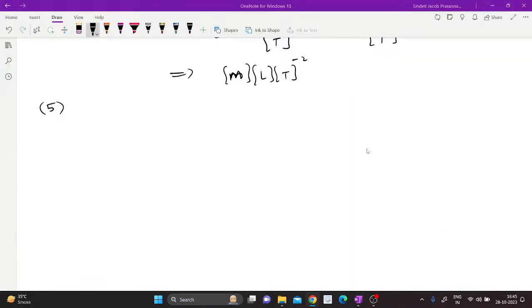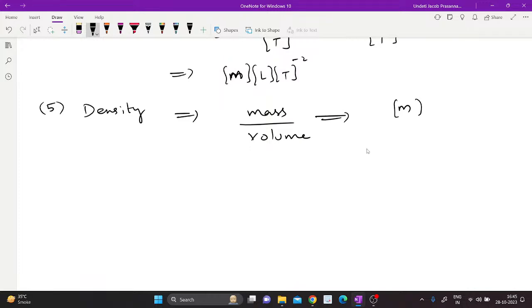Fine. Let's go with density. Density is basically mass per unit volume. Mass is already a fundamental physical quantity, and we already have its dimensional formula as m, and for volume we already got the dimensional equation as L cube here. So this gives us m L power of minus 3.